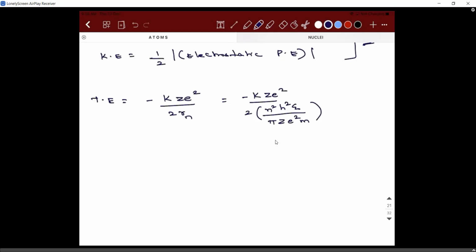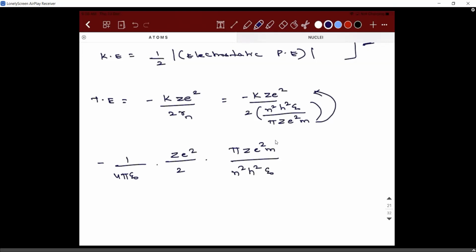Let's see. Minus 1 divided by 4 pi epsilon naught into z e square divided by 2 into, this will go to the numerator, pi z e square m divided by n square h square epsilon naught. Did you understand what I wrote? So in the place of k, I wrote 1 by 4 pi epsilon naught. This z e square by 2, I combined and wrote as one term. This pi z e square m went to the numerator divided by n square h square epsilon naught as one term. Right. So when you multiply everything, what is it you are going to get?